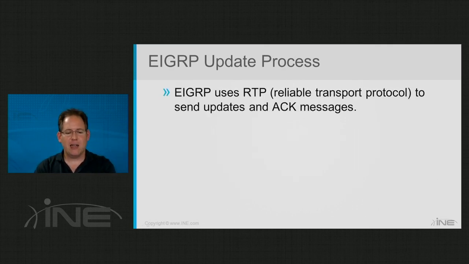EIGRP uses the reliable transport protocol to send updates and ACK messages. What this is referring to is, remember, EIGRP sits right behind the IP header. It does not make use of UDP or TCP. But with EIGRP, if I send a routing update to you, it's very important to me that I know that you got it. So you have to send an acknowledgement back to me so I know you got it. Otherwise, I'm going to resend it to you.